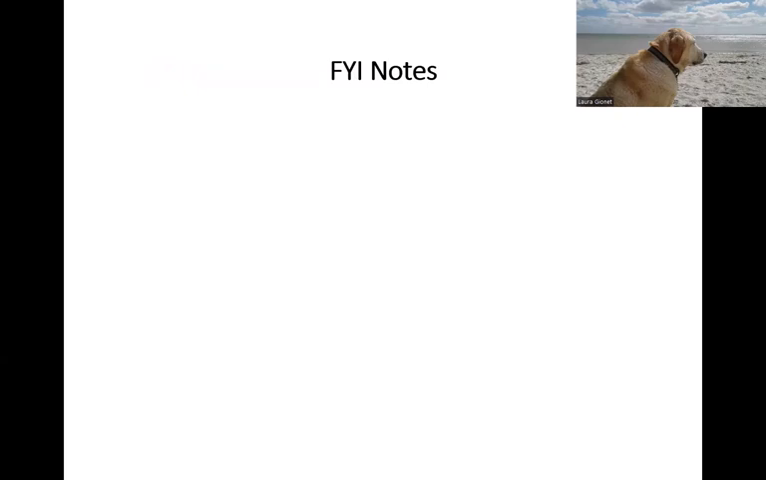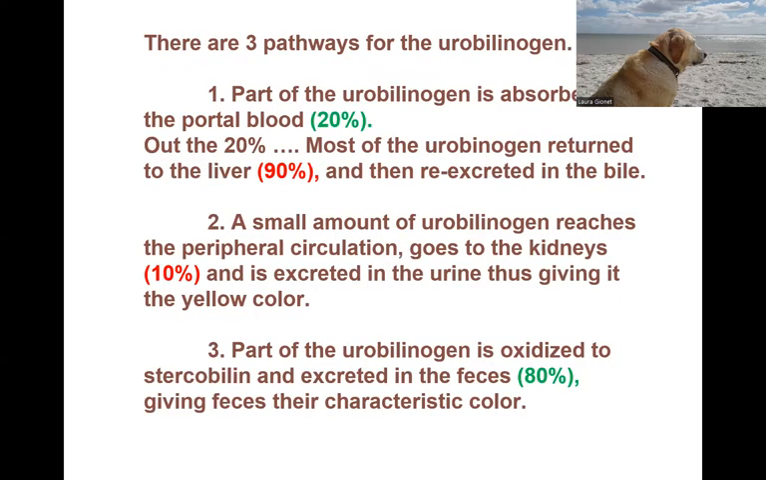All right. And then these are just what I call FYI notes, for those people who want to know. I talk in more detail here about jaundice and the pathway of that conjugated bilirubin. Once it's in the small intestine, it gets converted to what's called urobilinogen. And I was describing how some of that is going to get reabsorbed in the small intestine. So it just says part 1, urobilinogen is absorbed in the portal blood, about 20%.